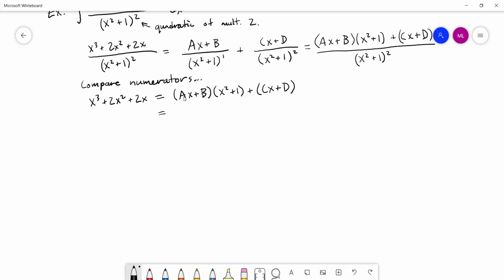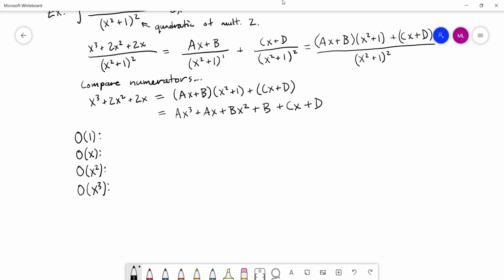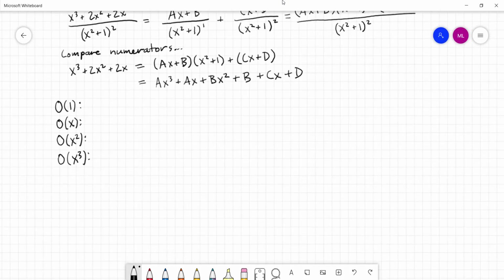When I FOIL these two terms, I'll get ax cubed plus ax plus bx squared plus b plus cx plus d. So there's the right-hand side. And it must be equivalent to the left-hand side. So let's compare one term at a time. I'm going to look at all the order 1 terms, then all the order x terms, then all the order x squared terms, and lastly all the order x cubed terms. And these will give me my 4 equations for what are now my 4 unknowns.